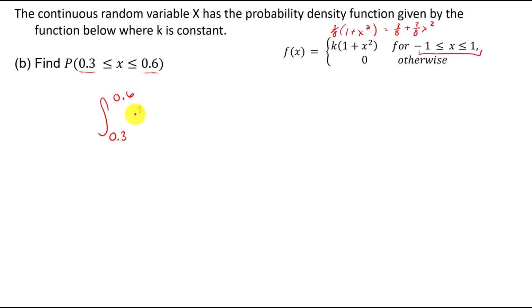So of 3/8 plus 3/8 x squared. And then you can evaluate this. And again, you know how to do this integration, so I'm not going to do that part. But you should, and you should check your answer. And when you do all of this, you get 0.136. And so the probability that x is between 0.3 and 0.6 is 0.136. So a small probability.